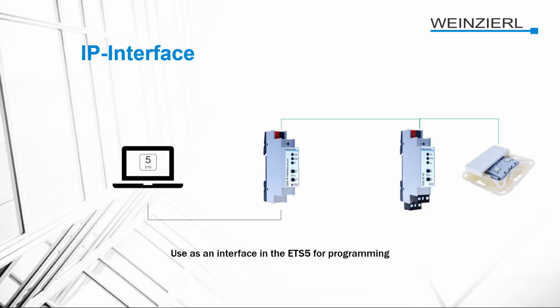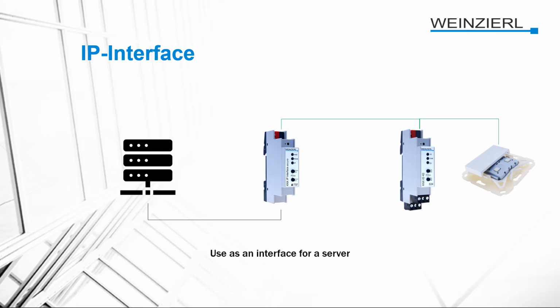But as I already told, the IP interface can also be used as an interface to a server. Here you can see an example for this usage. We connect the interface to the network and the Twisted Pair line, and the IP interface can then be used as an interface in the server. Depending on the server, you might have to specify the IP address to this KNX IP interface, or it also is going to recognize the IP interface automatically like the EDS5 does.